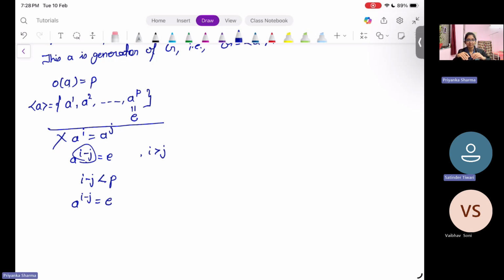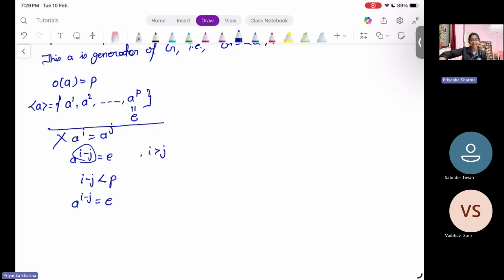What will be the order of A in that? Z over 10Z is cyclic with respect to plus, no? So it is cyclic. So what will be the order of A in that? What is A actually? A can be anything from 0 to 9. We will see how many times it must be added to get 0. Yes.